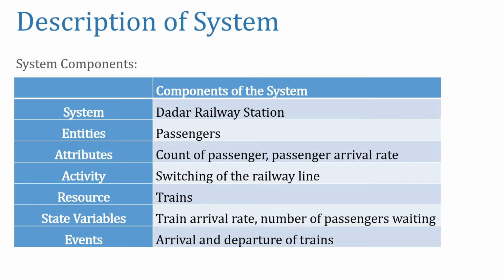The description of the system that we are simulating is shown in the table. The components of the system include the system itself, that is the Dadar railway station, the entities of interest, that are the passengers, the features, that are the count and the arrival rates, the activity that they perform, that is switching the railway lines, the resource they use, that is the trains, the state variables, which include train arrival rate and the number of passengers waiting, and finally the events, which are the arrival and departure of trains.